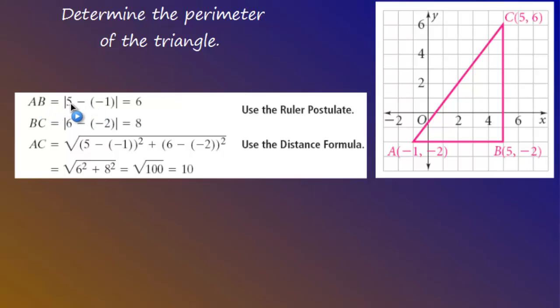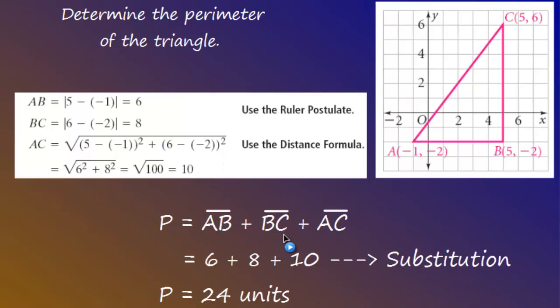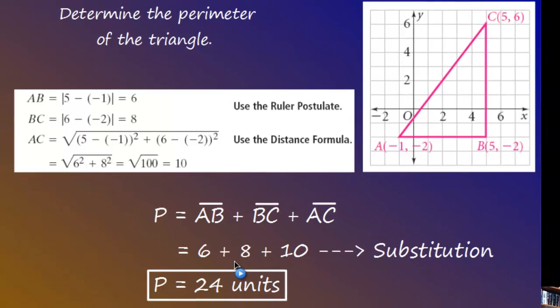So I can find the length of AB because it's horizontal using the ruler postulate. I can find that out as 6. I can calculate BC because it's vertical, using the ruler postulate. And then AC, which is diagonal, I can use the distance formula to determine that. So then I have all 3 lengths that I need, and now I can use those to figure out the perimeter by simply adding those together and getting my answer.